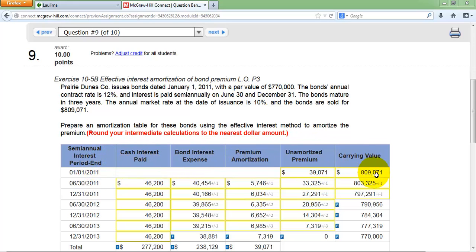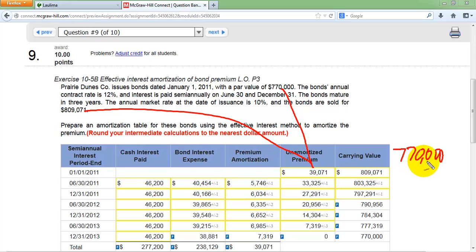So here is that money that we borrowed. So this so-called carrying value is equal to the par value of $770,000 plus the extra we got, the premium. Again, if you take the difference between the par value and the amount of money we got, the extra is the premium we got, and we get to keep it because we only have to pay back this $770,000.